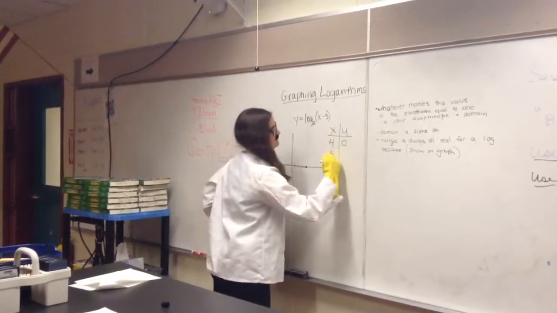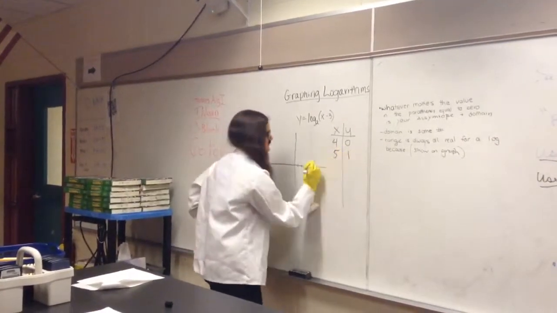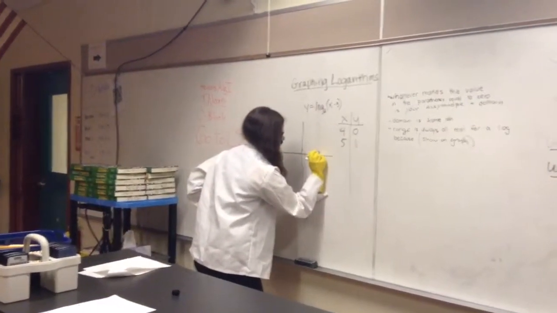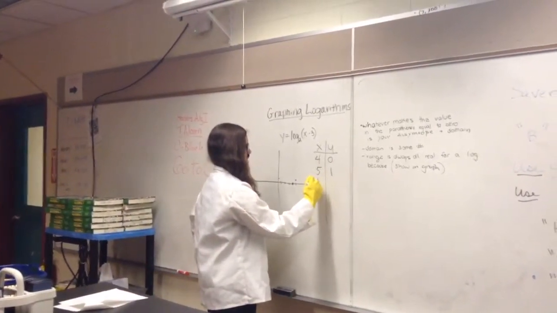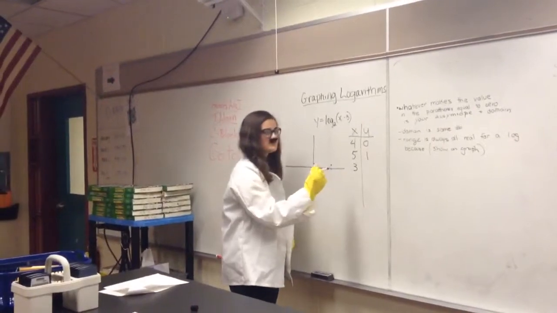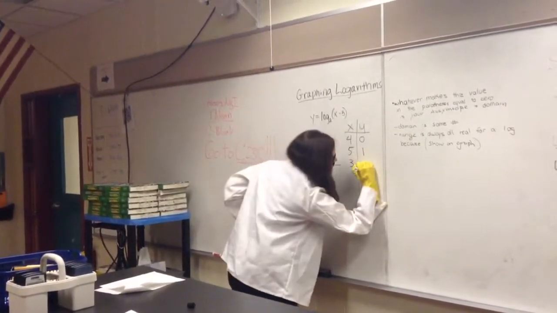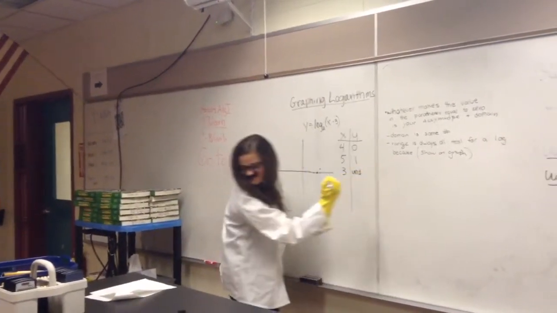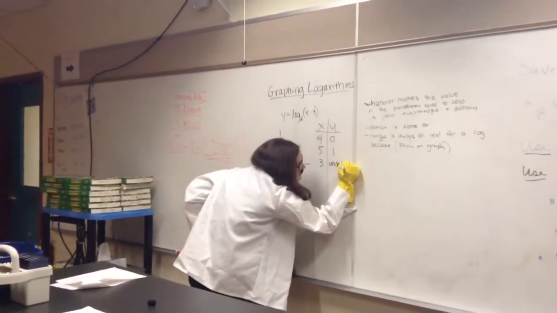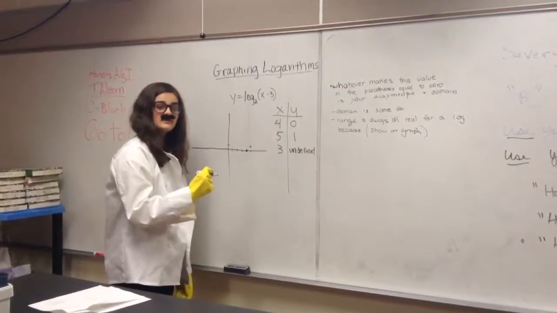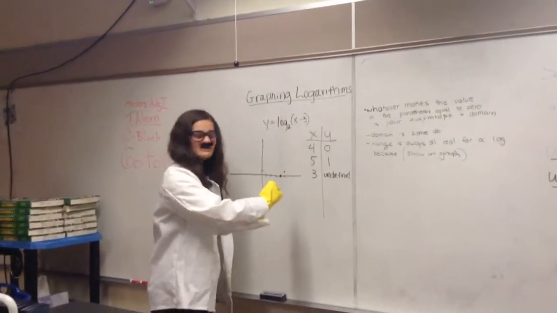Next value, 5. 5 minus 3 is 2. Log base 2 of 2 is 1. Next value, let's try 3. 3 minus 3 is 0, but log base 2 of 0 is not real, so we write undefined. 3 is undefined. That means we can conclude it is an asymptote.